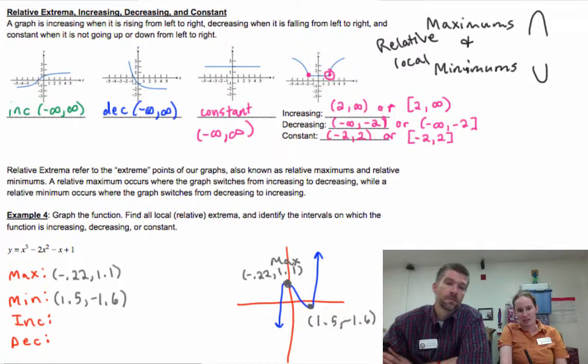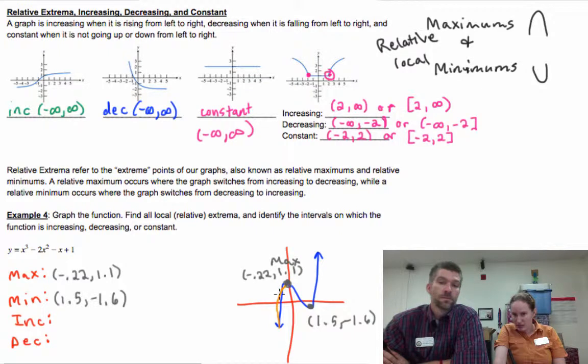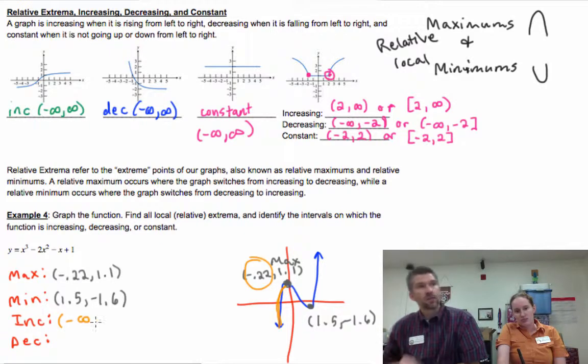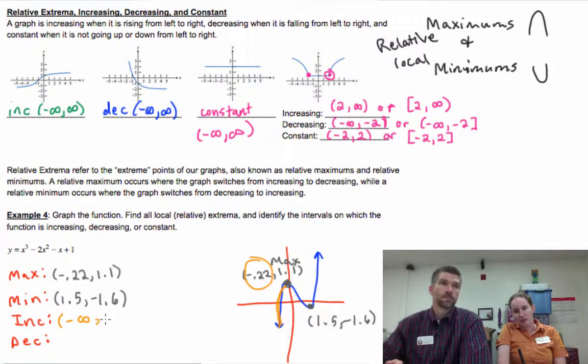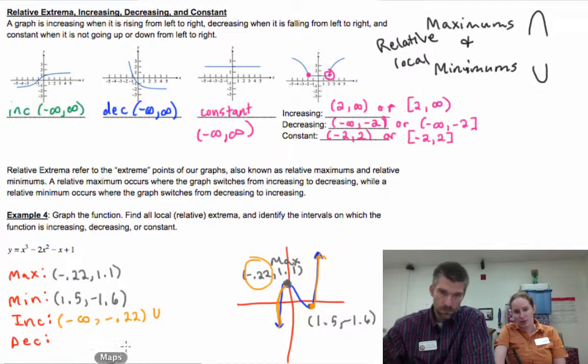Once we have our maxes and our mins, now we're looking for increasing and decreasing behavior. So we're starting off increasing until we get to here. What's important is we care only about the x value. What values of x is the graph increasing? So we're going from negative infinity to negative 0.22. And then we actually start increasing again from here up, so from 1.5 to infinity.